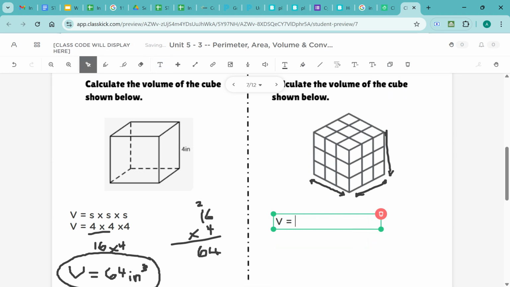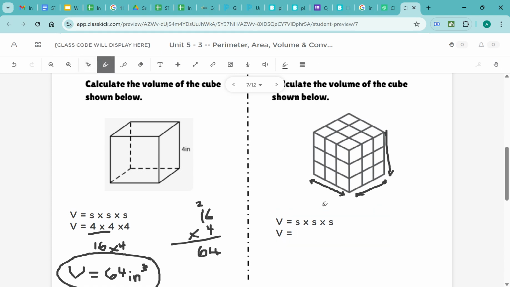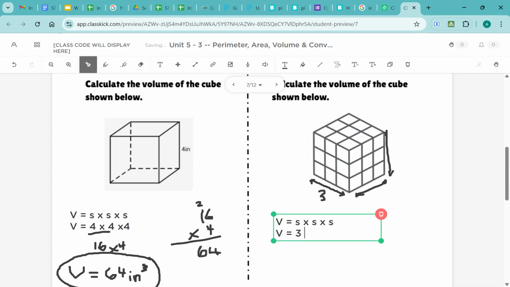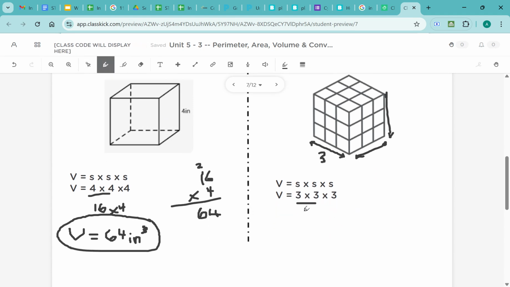So first, volume equals side times side times side. What is the side length? If I count my cubes, 1, 2, 3. So my side length is 3 units. To find the volume, I'm going to multiply 3 times 3 times 3. Then I just need to solve that. 3 times 3 is 9. 9 times 3 is 27.